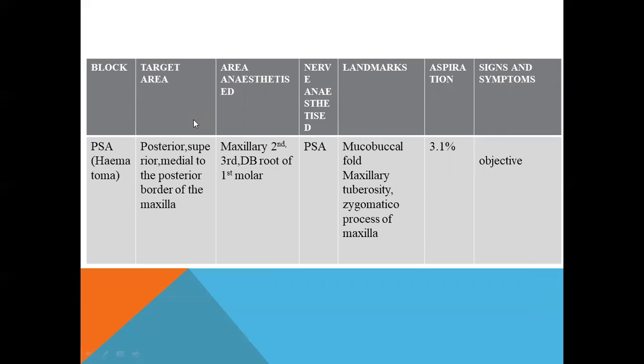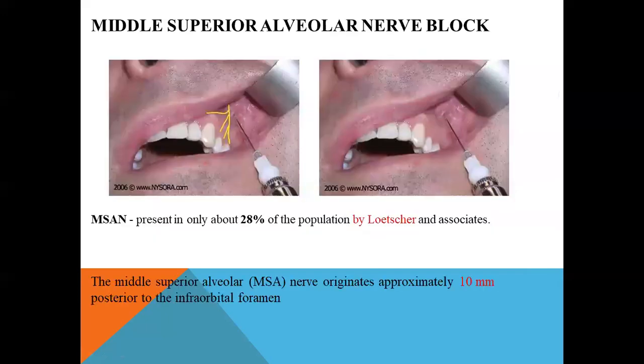Aspiration is 3.1%, and for signs and symptoms, the patient will not have subjective symptoms; only objective symptoms will be there. So just remember the most important points when you read about the PSA: the other name, depth of penetration, the aspiration, what the signs and symptoms are, and what the landmark is where it gets anesthetized.